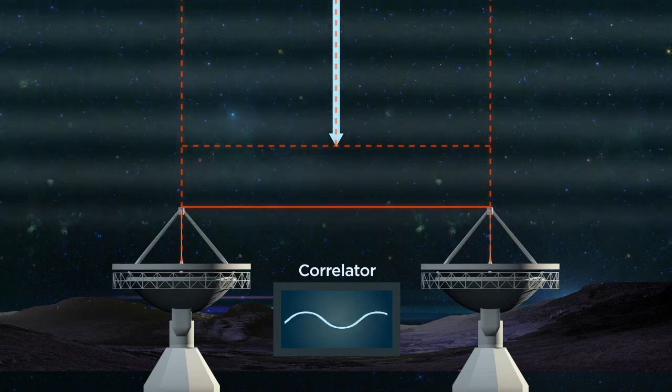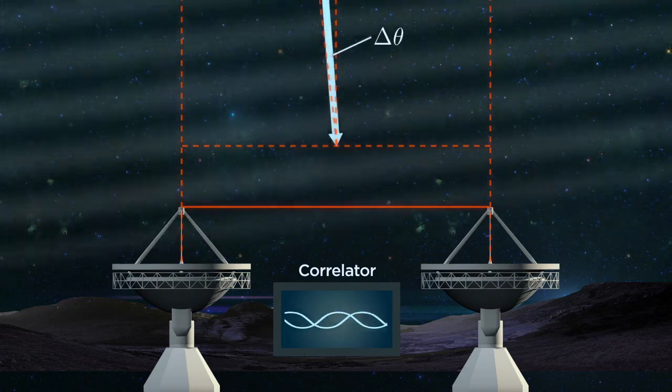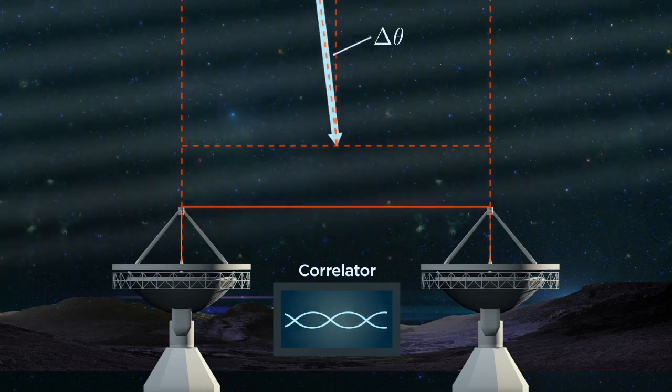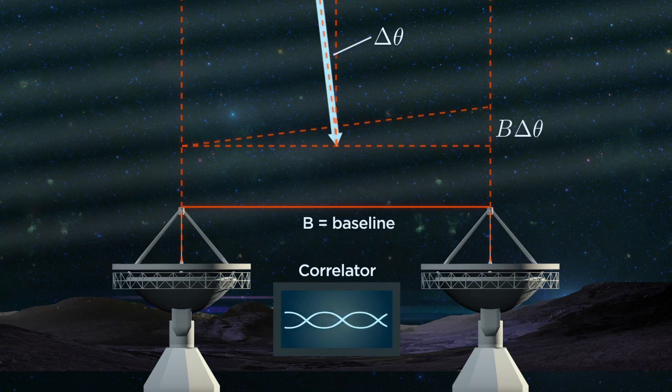Now imagine the source is not straight overhead. The waves are coming in at some small angle, delta theta. Now the crests will hit one of the dishes first, then the other. In the small angle approximation, the extra distance the wave has to travel to hit the second dish is b times delta theta. Well, if that's equal to half a wavelength, then the waves will interfere destructively when they're combined. Crest plus trough gives 0 signal at the output.